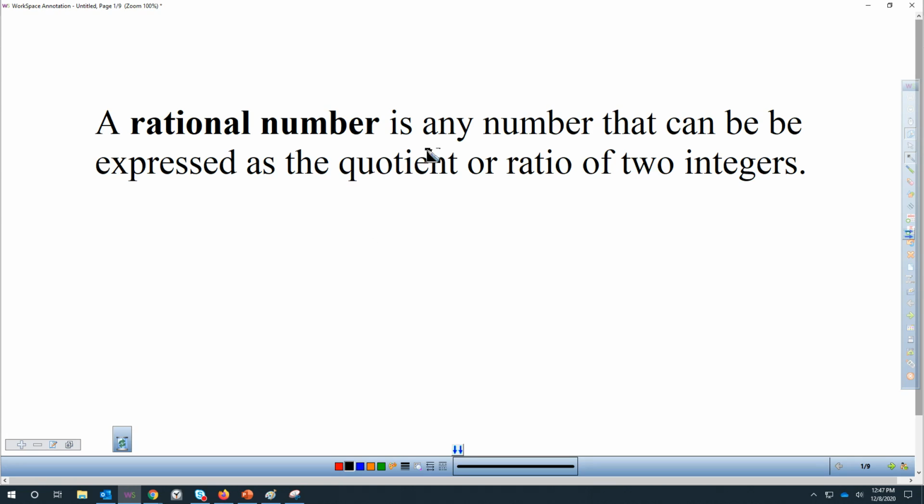Remember, a rational number is any number that can be written as a ratio or a quotient of two integers. For example, with two integers like 2 and 3, if I want to write a ratio or quotient of those two numbers, I would write 2 divided by 3. So 2/3 would be the rational number expressed here.